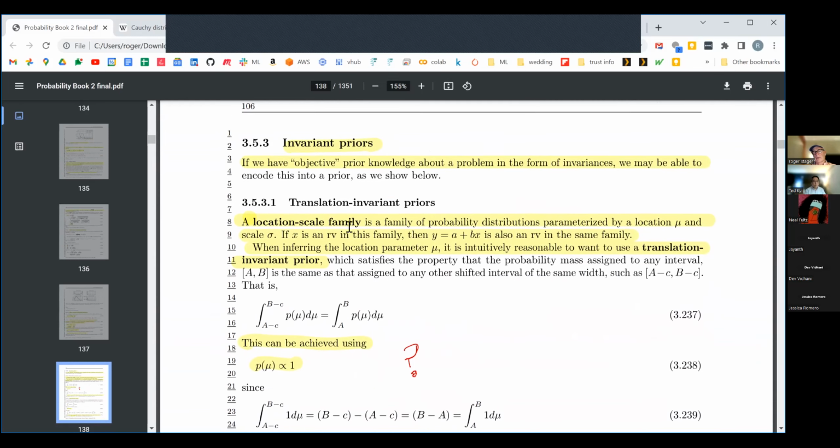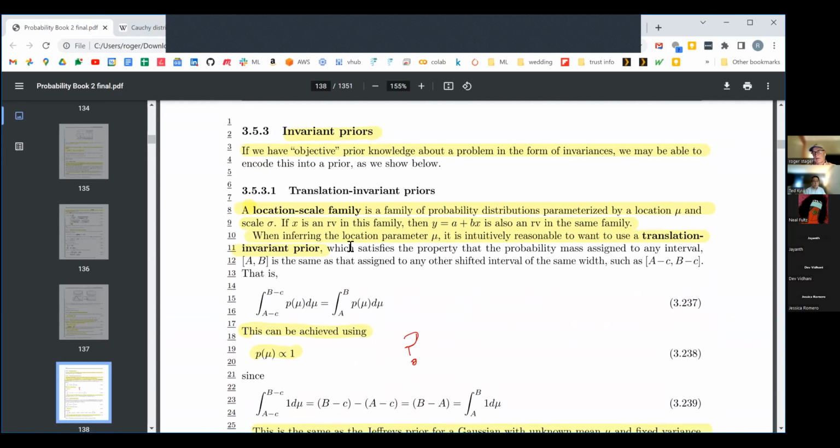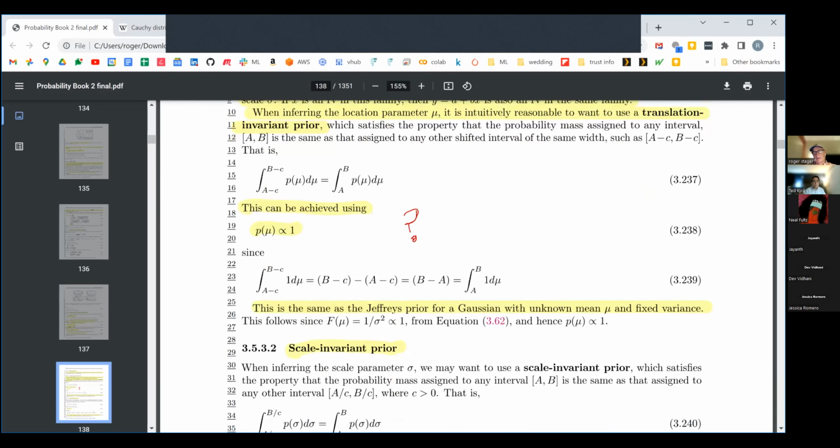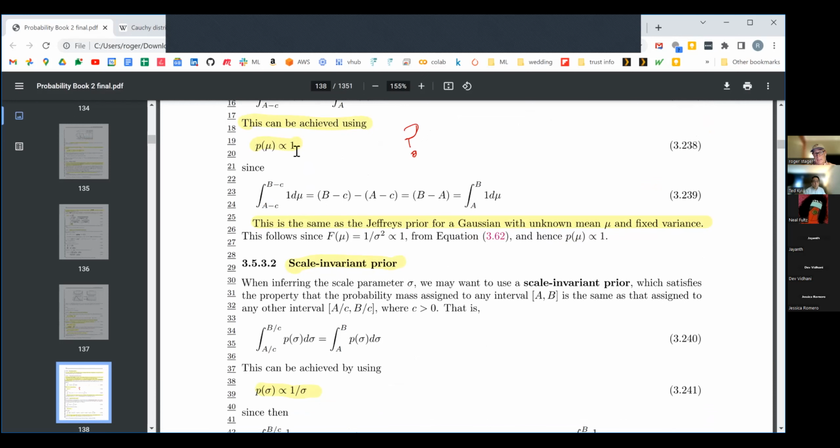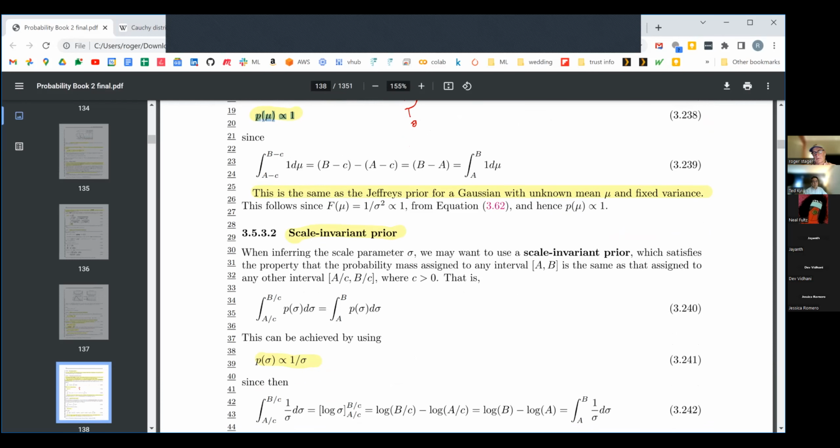Invariant priors, where I didn't really follow why you would have a translation invariant prior and a scale invariant prior, but they say one's proportional to 1, which I guess just means it's a constant, essentially like a uniform, and then scale invariant is proportional to 1 over the variance.